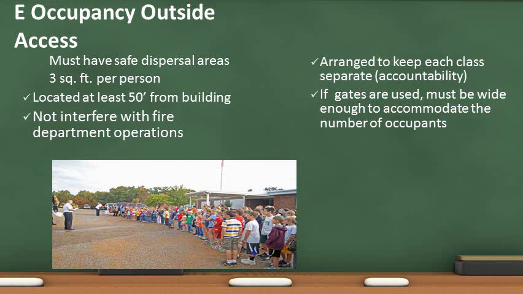Safe dispersal areas must be located at least 50 feet from buildings and allow a minimum of 3 square feet of space for each person. The location of the safe dispersal area cannot interfere with fire department operations and must be arranged so that each class is separate. As with other exit paths and doors, any gates used in the means of egress must be wide enough to handle the number of people walking through.